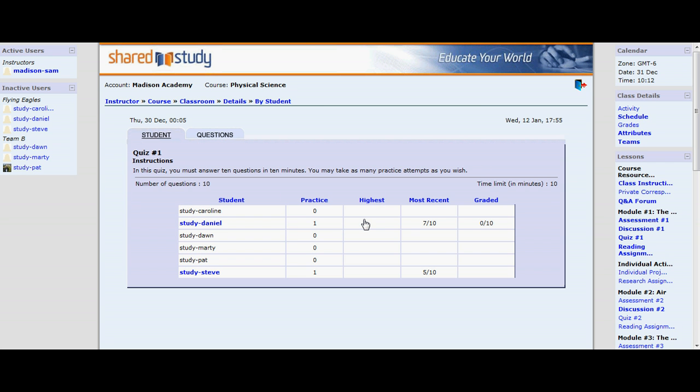Viewing this quiz from the instructor's perspective, we can see that of the 6 students in the class, 2 of them so far have attempted this quiz. One of them scored 7 out of 10 on the practice attempt, and on the graded attempt scored 0. The other student scored 5 out of 10 on just one practice attempt so far. Now let's take a look at the details.